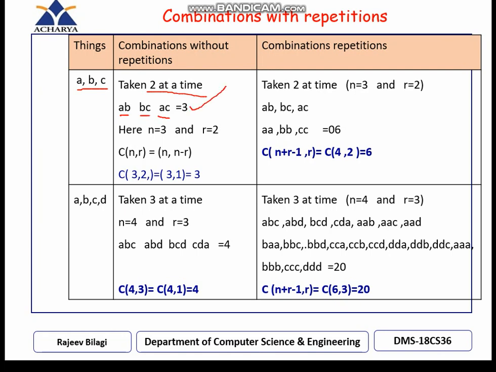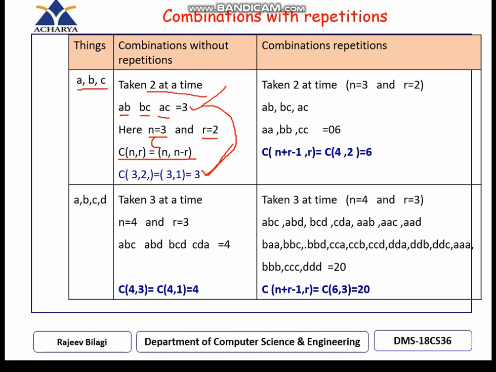So if you look at this, n is equal to 3 and r is equal to 2. Out of three elements I am taking two at a time, which is the same formula. If I apply this formula here, nCr is 3C2 or 3C1. In both cases I am going to get 3. So this is also 3 and here also I am getting 3.